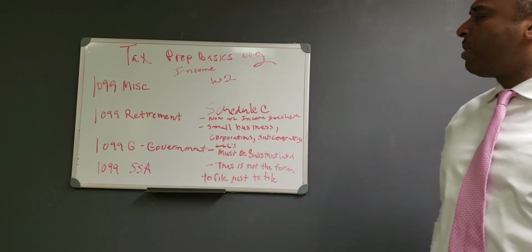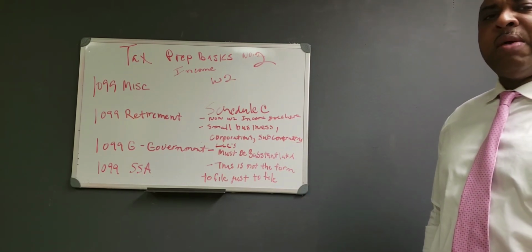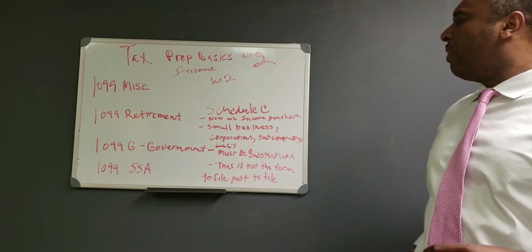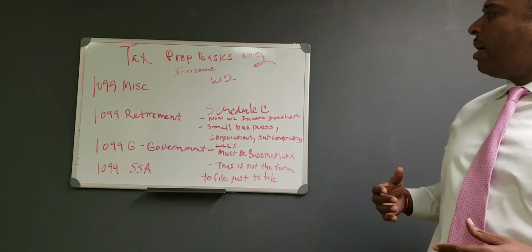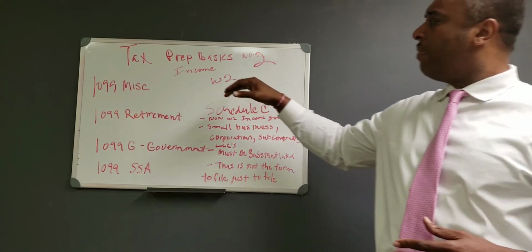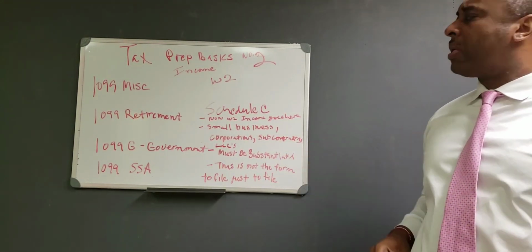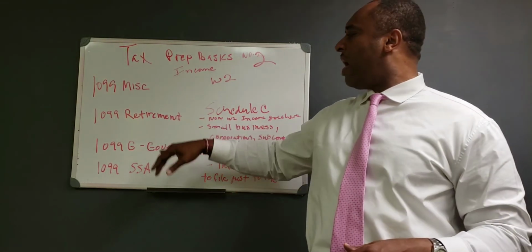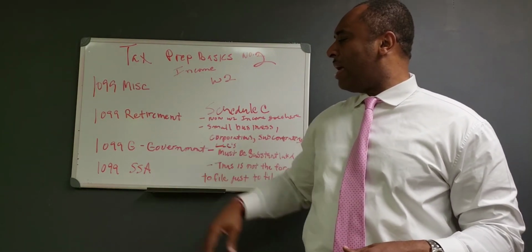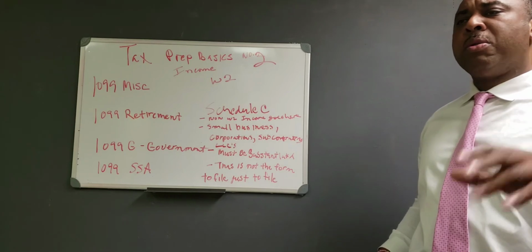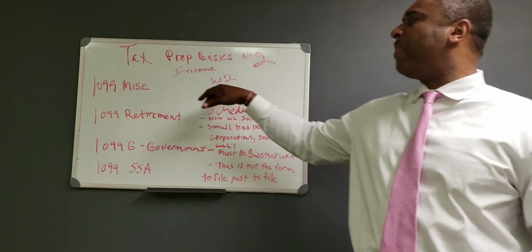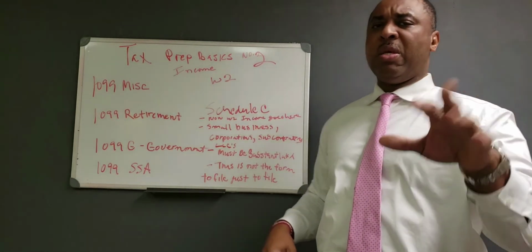Okay, so we're going to go through this real quick. These are different forms of income that you'll see during tax season, and that we'll help you prepare for our clients' taxes. W-2 and 1099-Misc, or 1099-M, are the two most common. 1099-R for retirement, 1099-G, and 1099-SSA, which is Social Security, are relatively common as well. Not as common as these two, but you see them quite a bit.